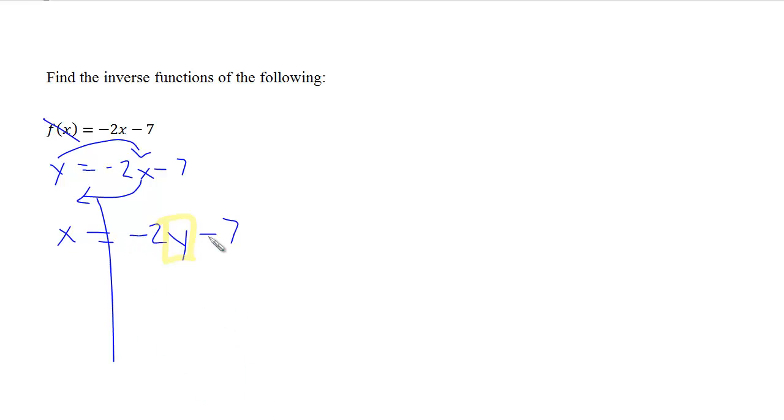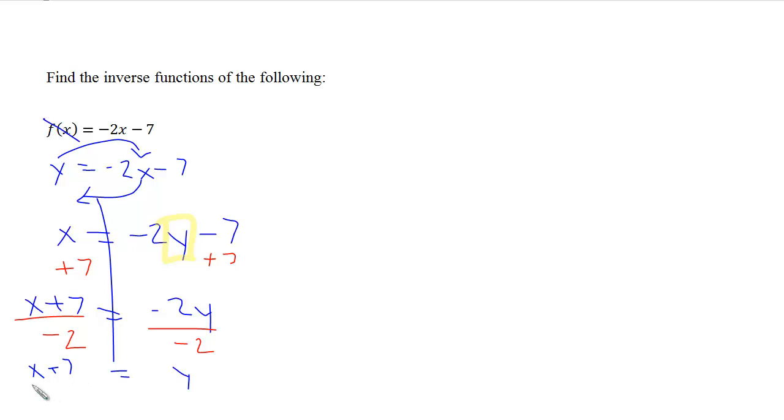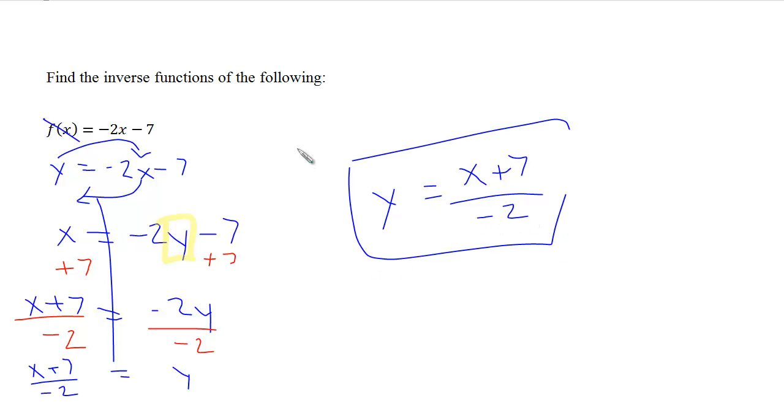So this is an equation, use your same properties. I'm going to add 7, we'll rewrite this out: x plus 7 equals negative 2y. I divide by negative 2, and I get y equals x plus 7 over negative 2. I'll write that back over here. So there is my function, f of x, negative 2x minus 7. And here's my, I want to change this back, inverse f of x.